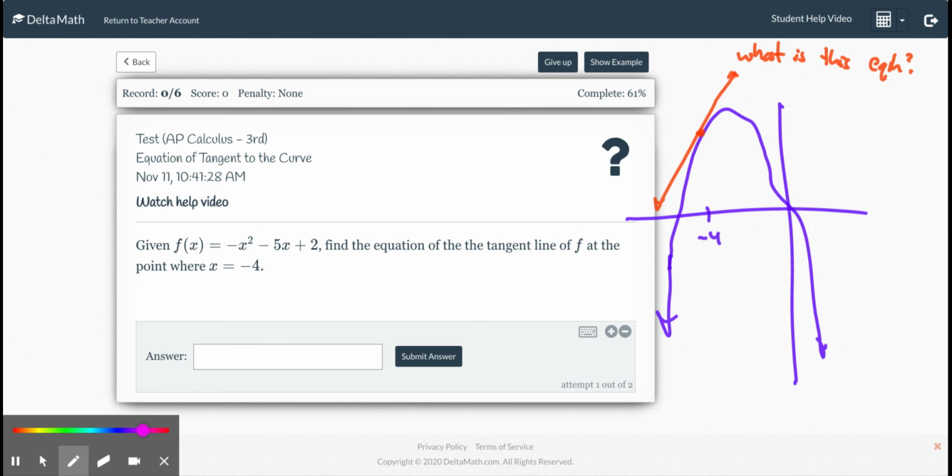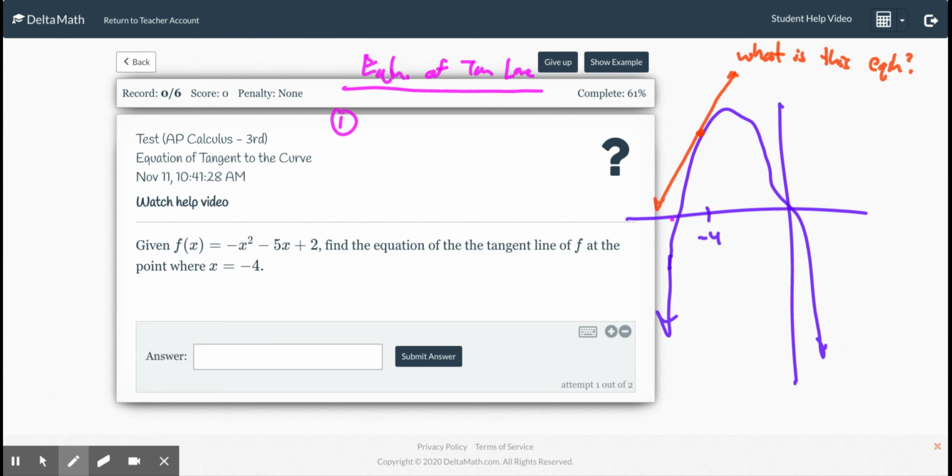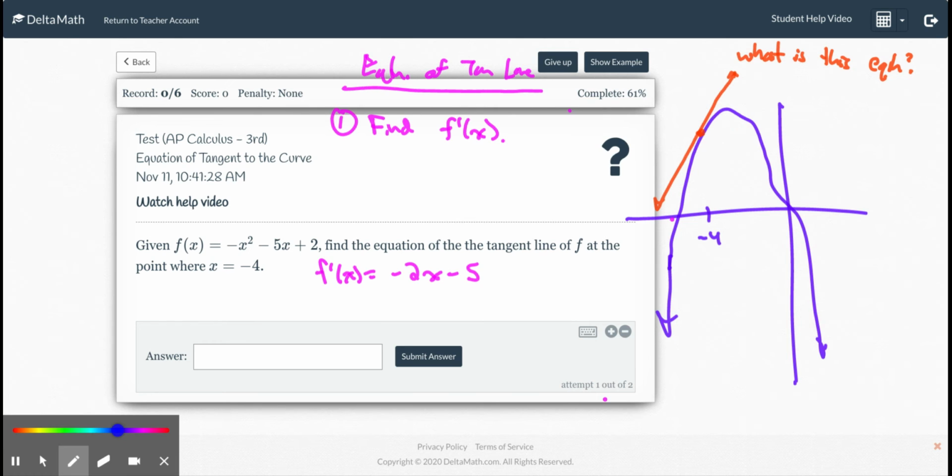All right, so how we're going to do this is we're going to start, just like we did on the last one, so this would be the equation of the tangent line. We're going to start by finding the derivative. Calculate the derivative, so we're going to say find f prime of x. First step. So f prime of x is going to be negative 2x minus 5. Right? The next step, like we just did in the previous one, is to plug in the point, so to find f prime of our given point.